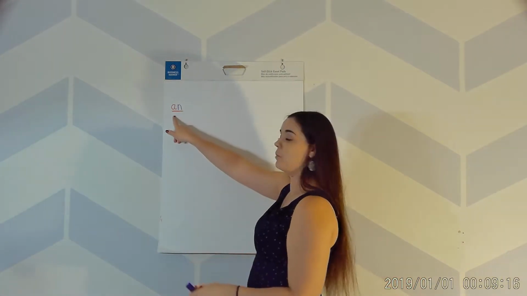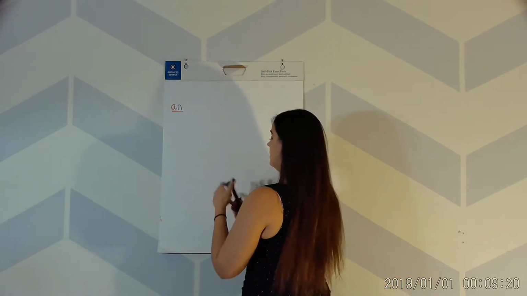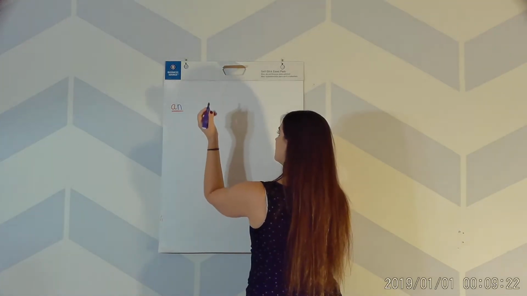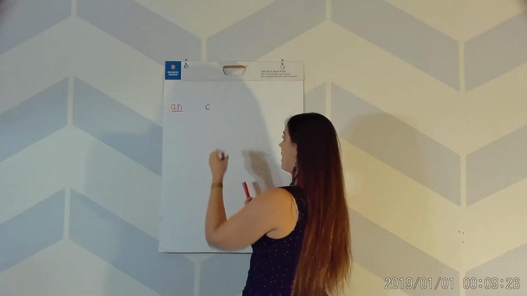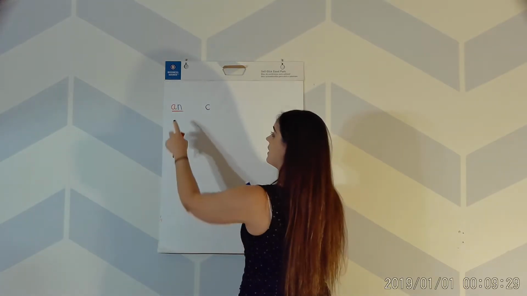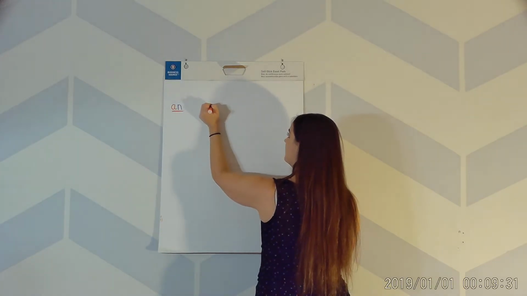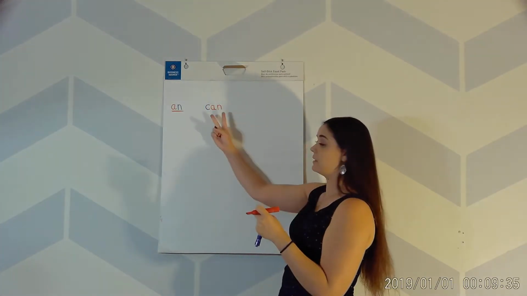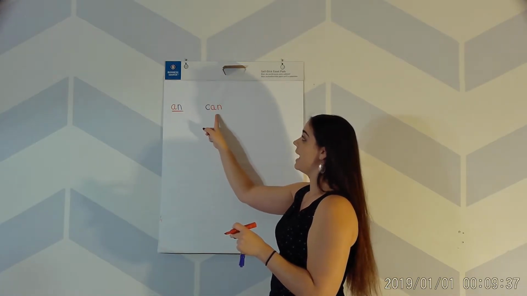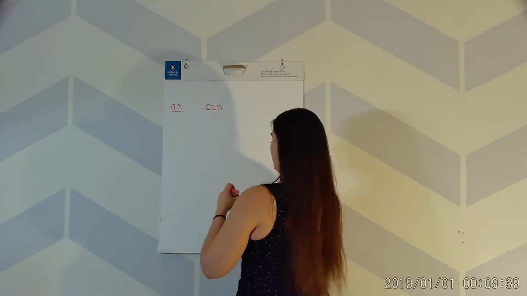So now I'm going to make a word using these ones. I'm going to make the word can. Your turn. Can. So C is going to say ka. And I'm going to take this an. So now we can blend it with two sounds, ka and an, can.